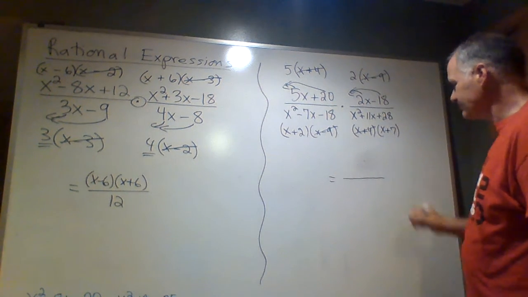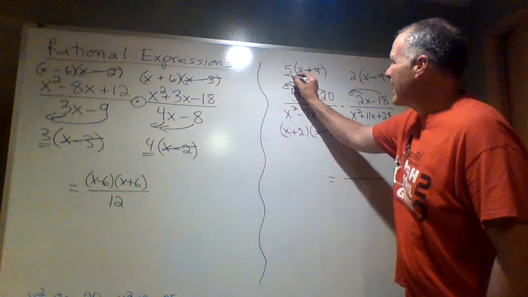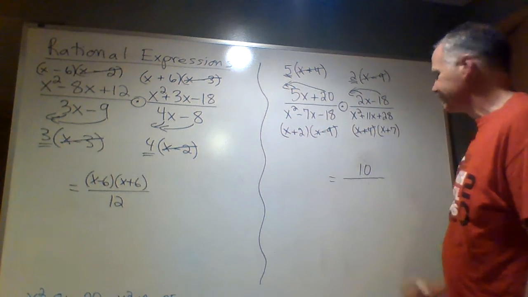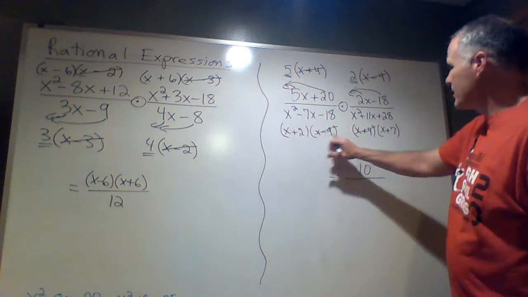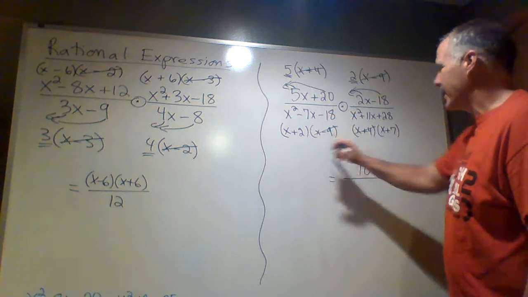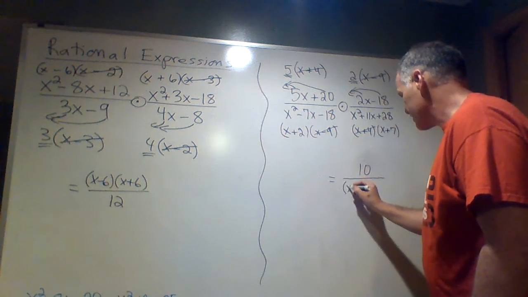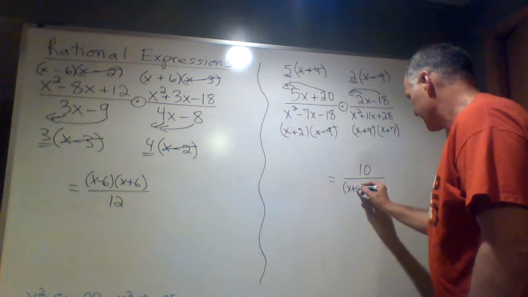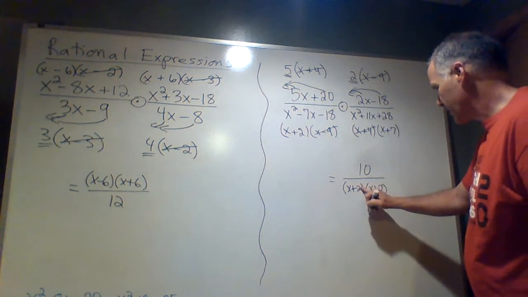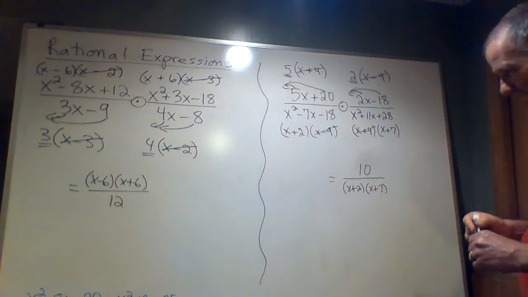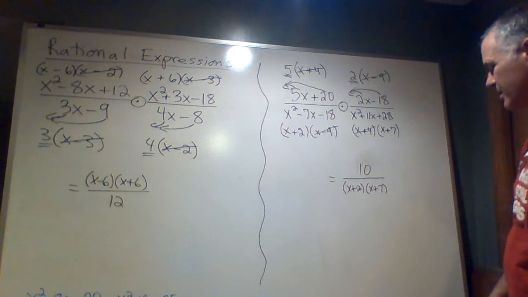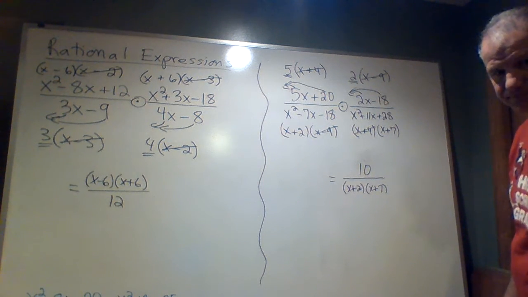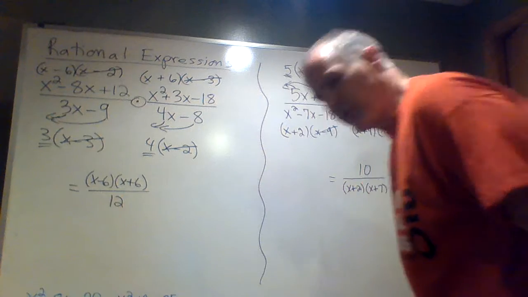Now what's left? I've got a 5 left here and a 2 left here that's being multiplied. 5 and 2, 10. Binomial times binomial. I can't really put those together. So just x plus 2 and x plus 7 in the 2 binomials. And that is the answer right there. 10 over x plus 2, x plus 7. That is the answer.